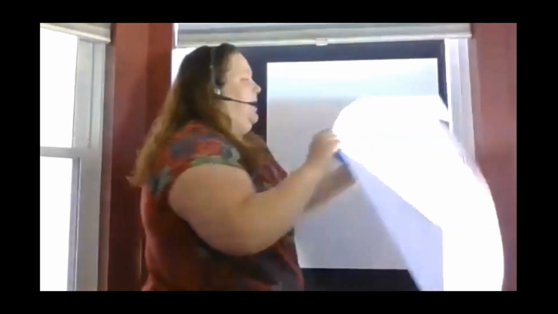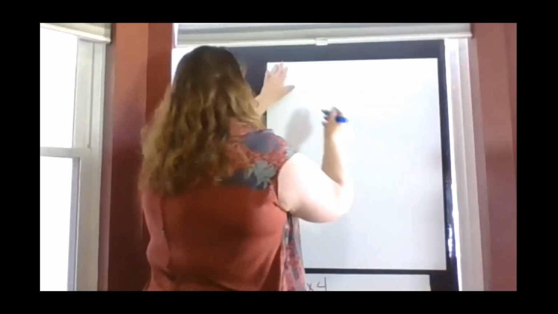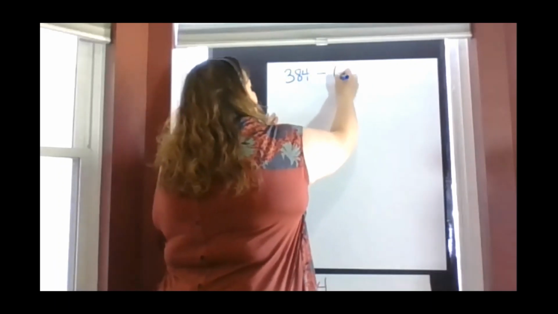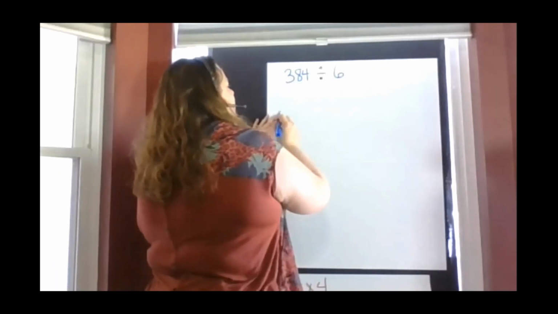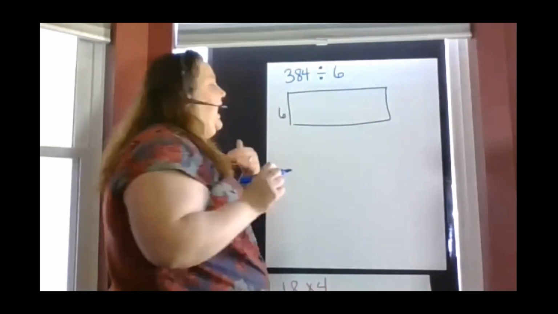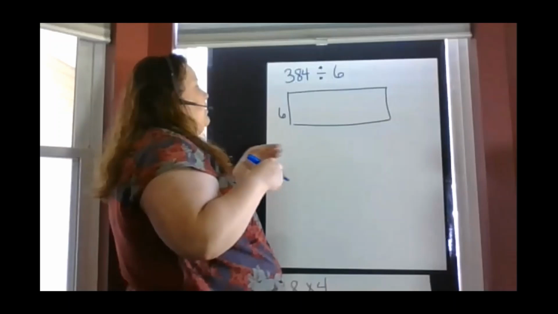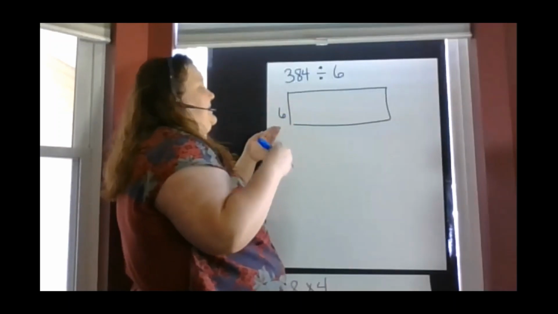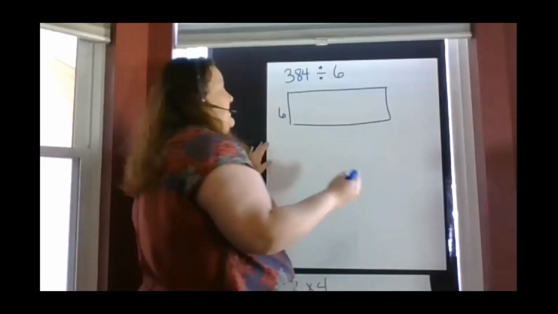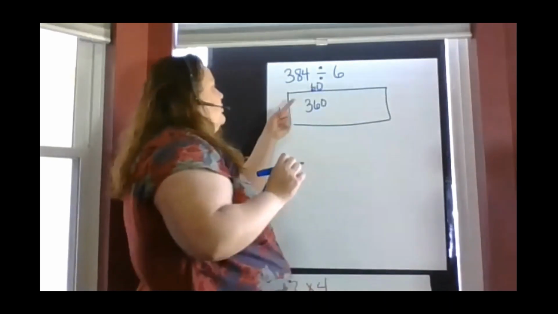numbers a student understands. So I'm going to tape it there. Again, we have 384 divided by 6. I'm going to make the same area model. If I know some facts about 6, once students start to look at these facts, I know that 6 times 6 is 36. So 6 times 60 is 360. I can use that 60 there.